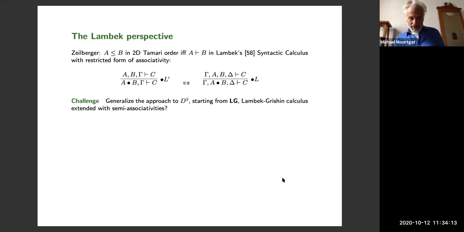So the thing that I found very intriguing in Noam's paper is that he was able to actually generate the two letters of my order, or to characterize it in terms of derivability between formulas A and B in a version of Lambek's 58 syntactic calculus that, rather than having full associativity, has a restricted form of associativity. So Noam actually starts from the associative Lambek calculus and restricts it by having a version of the product left rule that only works on the first formula of the sequence, right?